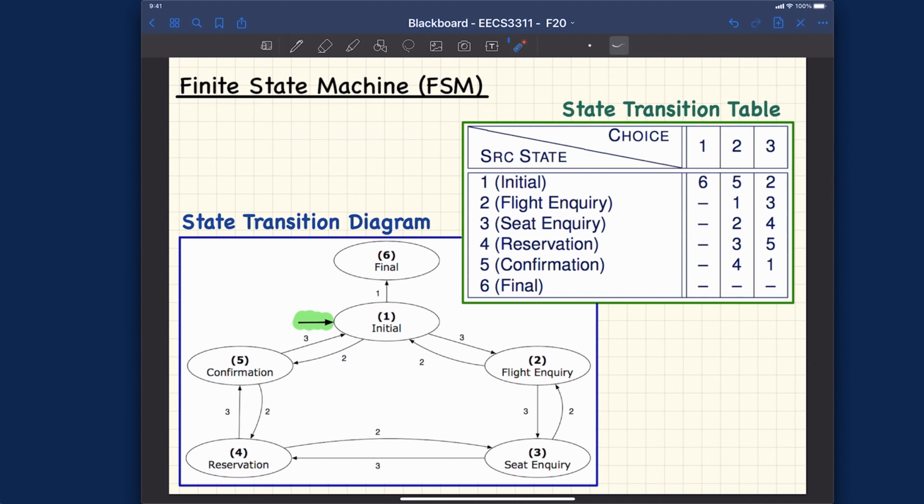So we have different states. We have the initial state. We have the final state, meaning that we are done with the interaction. And we have flight inquiry, seat inquiry, reservation, and confirmation. As you can see, we don't really have other states like credit card payment or membership inquiry, which would be realistic. But that's okay. It's only for illustration purposes for the lecture. Okay, so that's about a state transition diagram. You may want to get yourself more familiar with all the states and transitions, because we'll use this as a running example as we explain the different alternative solutions and also the ultimate solution.